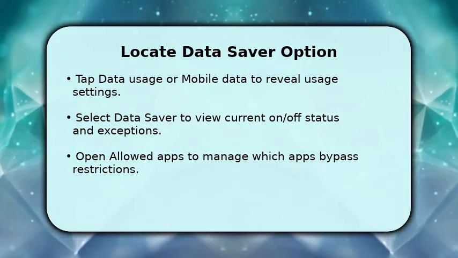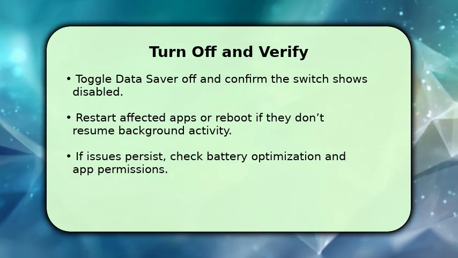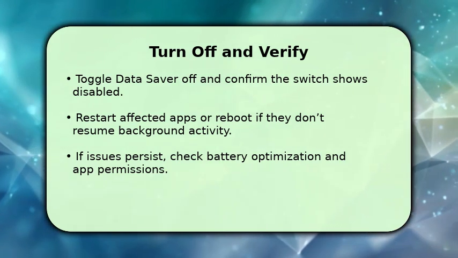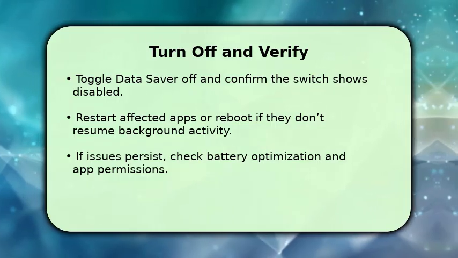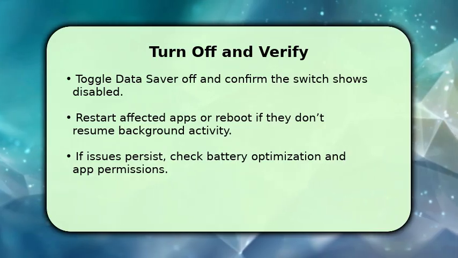Now toggle data saver off and watch the switch move to the off position. This restores background data for most apps immediately. After turning it off, open any app that seemed restricted and let it refresh, or reboot the phone to force network services to restart.